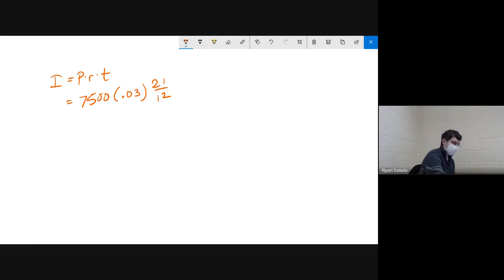When I tried that, I got $393.75. That good? Yes. Good. So this is a pretty straightforward formula. You just got to make sure that if it's an annual rate, you put in years. We only put the fraction if it says in months. And if it was days, you would do per 365. That sort of thing.